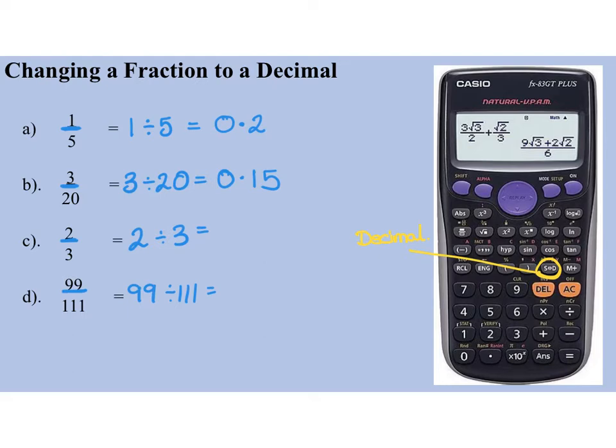Now this is where you have to be careful with a Casio. It's giving me 0.6 with a dot above it. I don't want that. I'm going to press this SD button again. And it's coming out 0.666. Lots and lots of sixes.